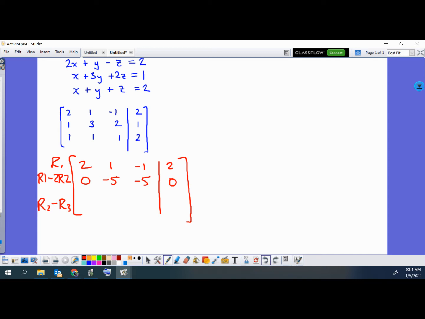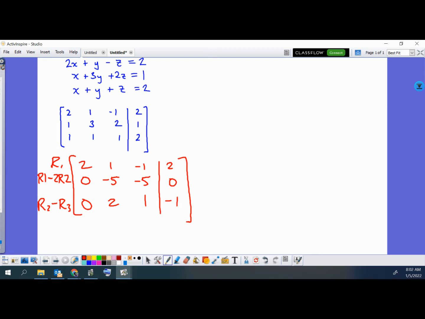All right, the next one I'm doing is row 2 minus row 3. So row 2 minus row 3, 1 minus 1 is 0. 3 minus 1 is 2. 2 minus 1 is 1. 1 minus 2 is -1. Good?